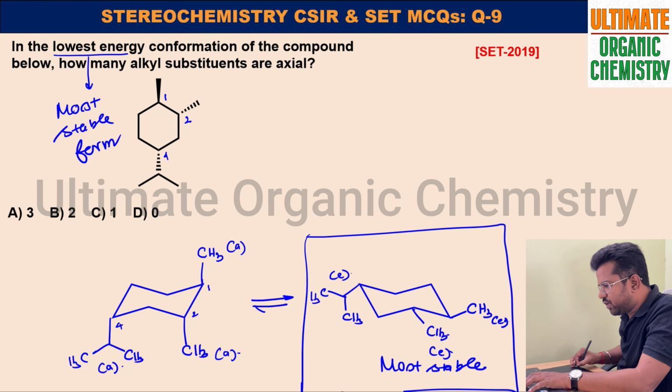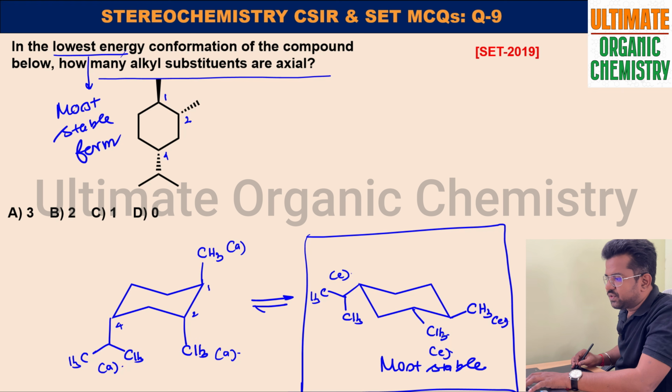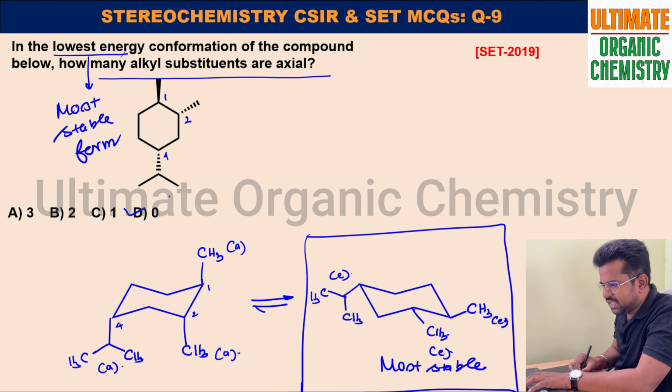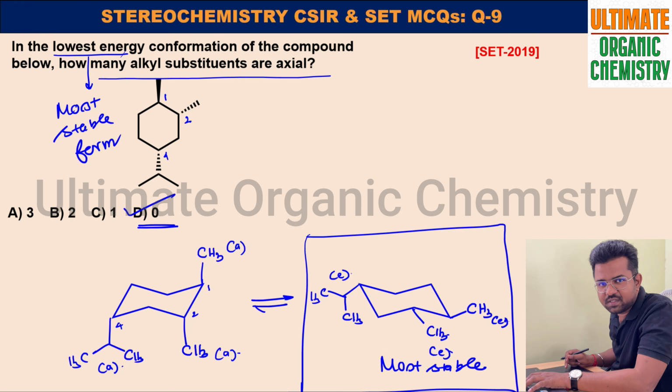Now we need to find out how many alkyl groups are present in axial. There are no alkyl groups present in axial. So the right answer is option D, that is 0, because all alkyl groups are present in the equatorial position.